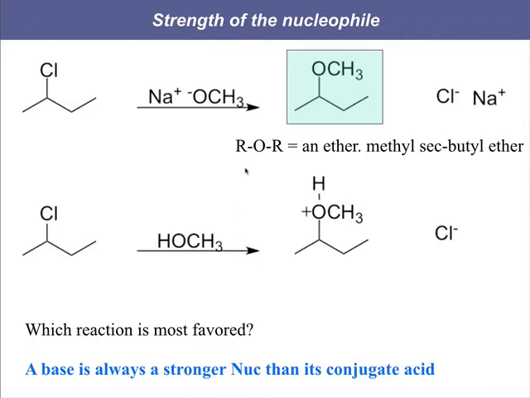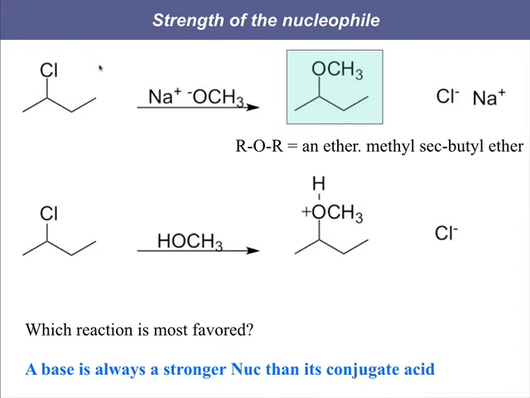I want to point out here that we have made an ether functional group. This is carbon, oxygen, carbon, or ROR. It's an ether. In fact, this is called methyl secbutyl ether. We'll talk about ethers in a few chapters. But we've changed our functional group.